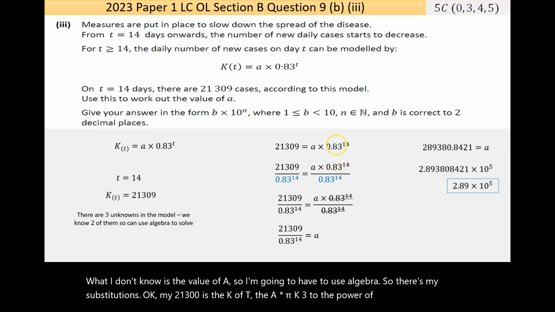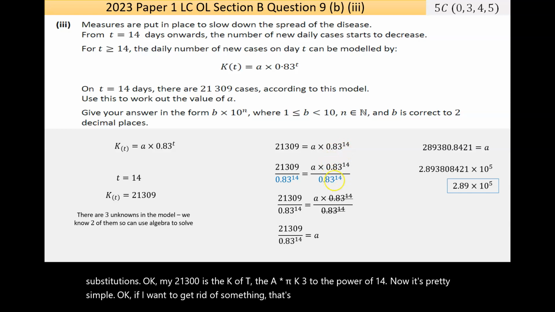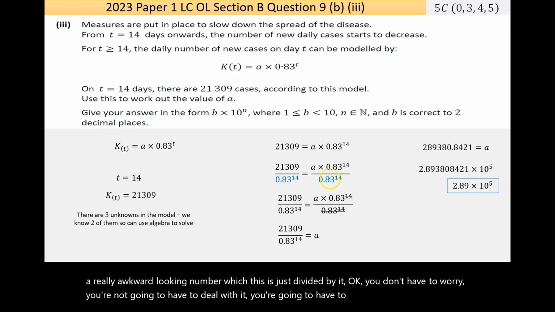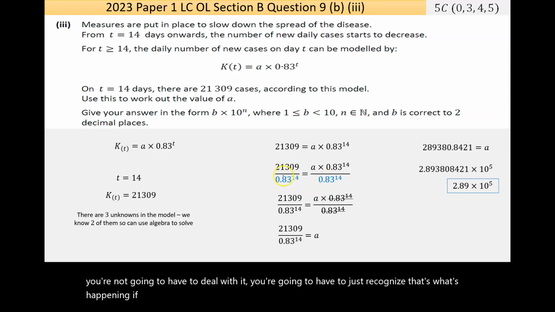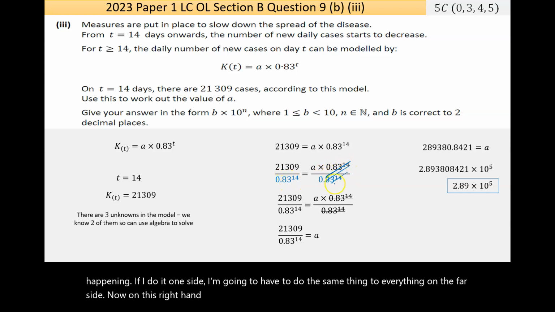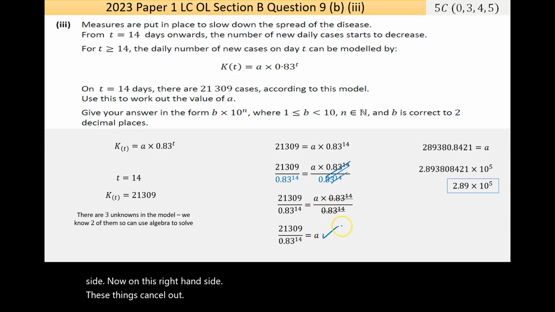Now it's pretty simple. Okay, if I want to get rid of something that's multiplied, divide by that thing, even if it's a really awkward looking number, which this is. Just divide by it. You don't need to worry, you're not going to have to deal with it. You're just going to have to recognize that's what's happening. If I do it one side, I'm going to have to do the same thing to the far side. Now, on this right-hand side, these things cancel out, so they're gone and you're left with a.